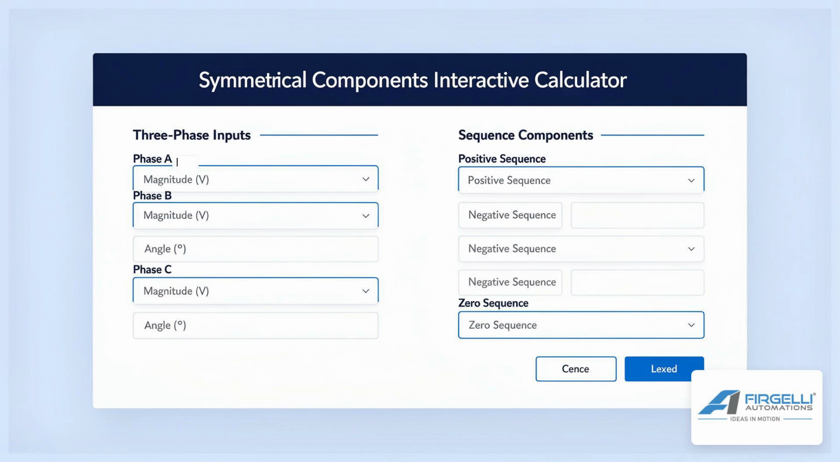Let's work through an example. I'll enter phase A magnitude of 100 at 10 degrees, phase B magnitude of 100 at 10 degrees, and phase C magnitude of 100 at 120 degrees.